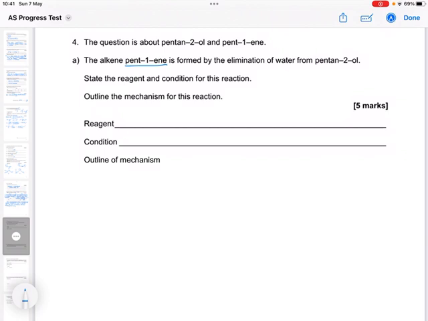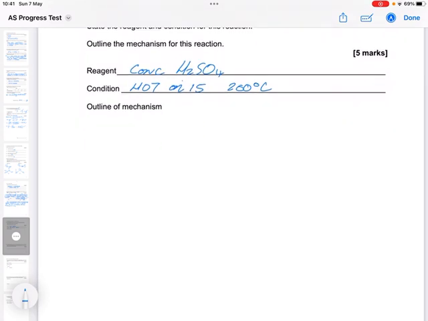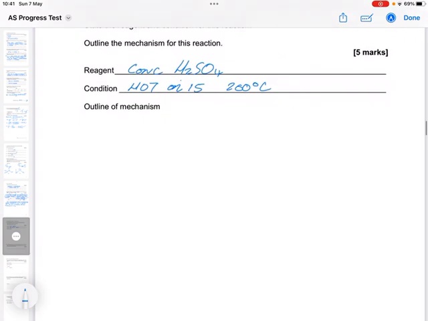Okay, so the reagent here is concentrated sulfuric acid, but you could have concentrated phosphoric acid. Both of those are okay. And then the conditions for this is hot, or temperatures between 150 to 200 degrees C. Heat is not allowed. Now I need to outline the mechanism for this.